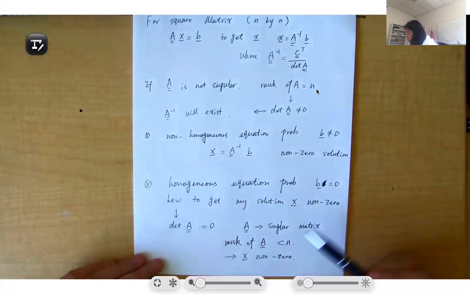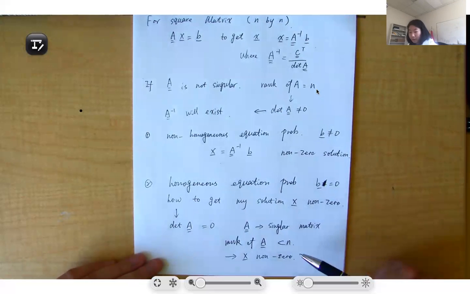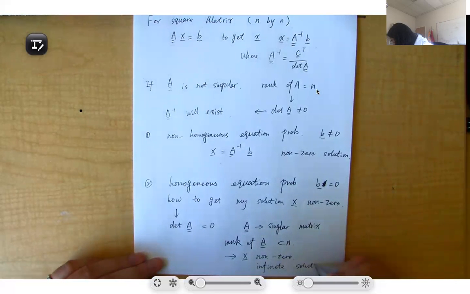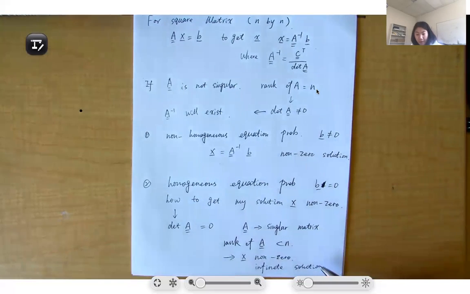And since the rank of A is smaller than n, you will have infinite solutions. And this leads to our topic of the eigenvalue and eigenvector problem.